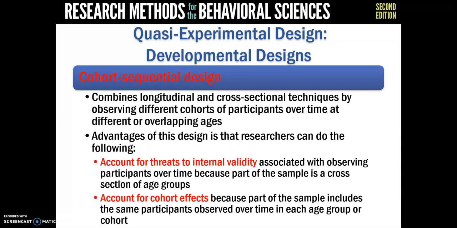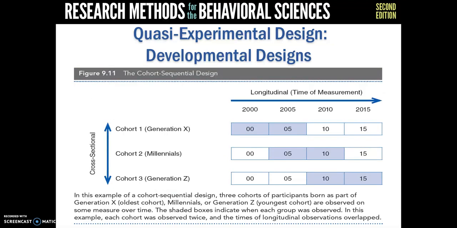Cohort sequential design is looking at a certain cross-sectional technique over time. Looking cross-sectional but over time, so even longer as well.